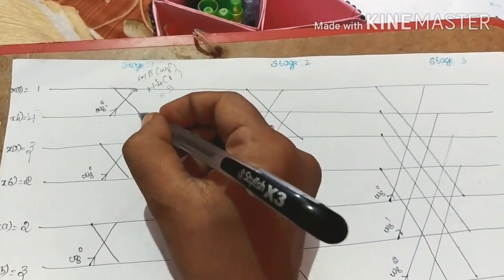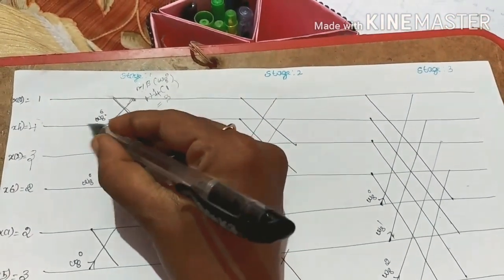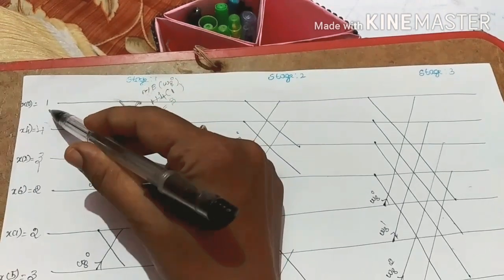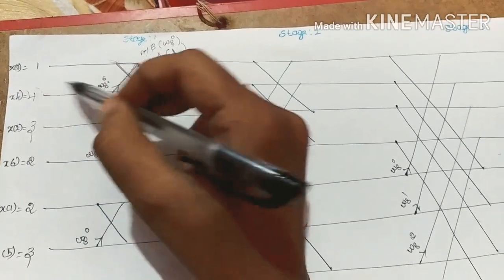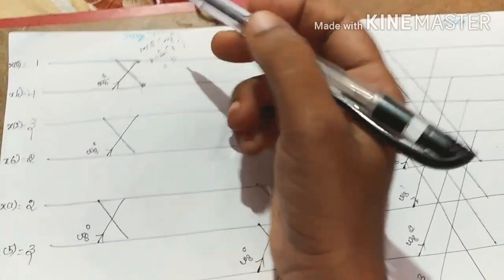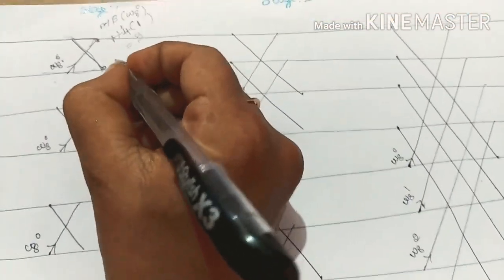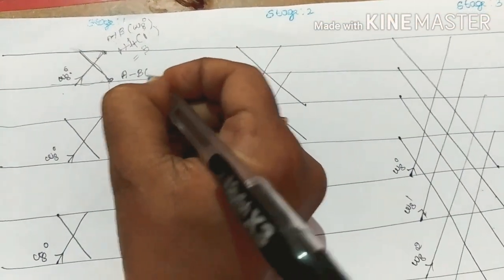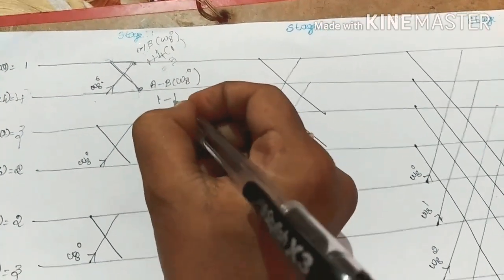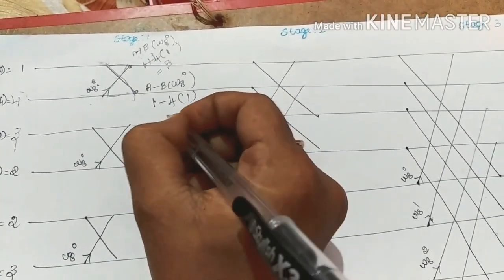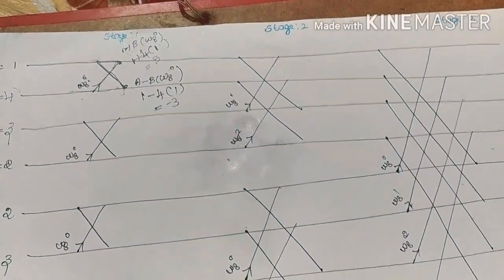Okay. Then the next point. This point is a connection between this line and this line. This line means the input is 1 and this line means the input is 4. Here also the twiddle factor is W8 power 0. But our formula is changed: A minus B into that twiddle factor. So here A is 1, B is 4, our twiddle factor is 1. Then finally we get our answer, minus 3.